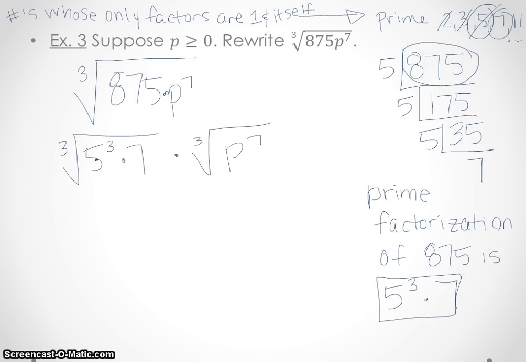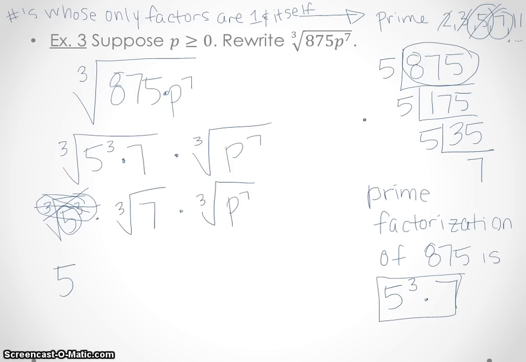And furthermore, I could even break this down because these are two separate things, 5 to the third and 7. So what I'm going to do is say cube root of 5 to the third power times the cube root of 7 times the cube root of p to the 7th power. Okay, so, oh, look at this here. If I have the cube root of something being cubed, get rid of them. It's just what's underneath. So this becomes a 5.